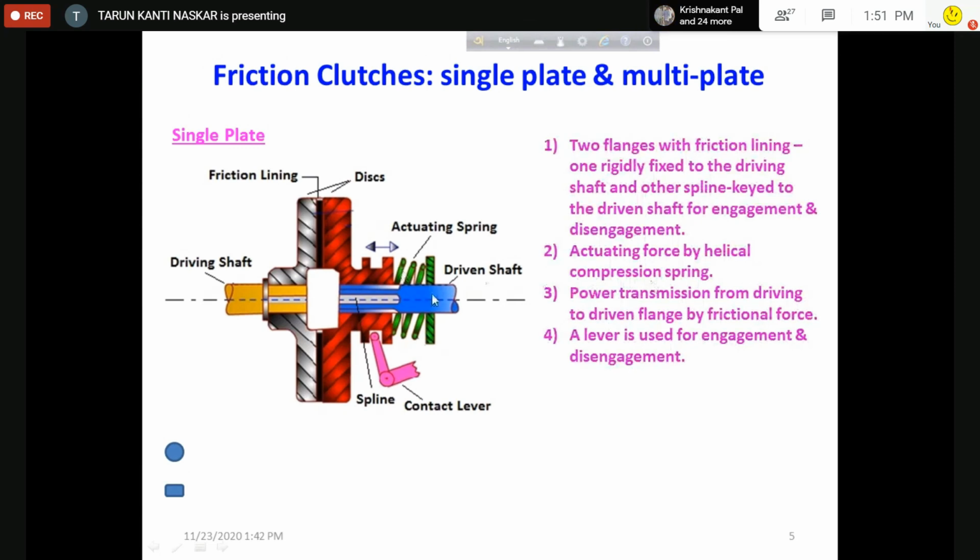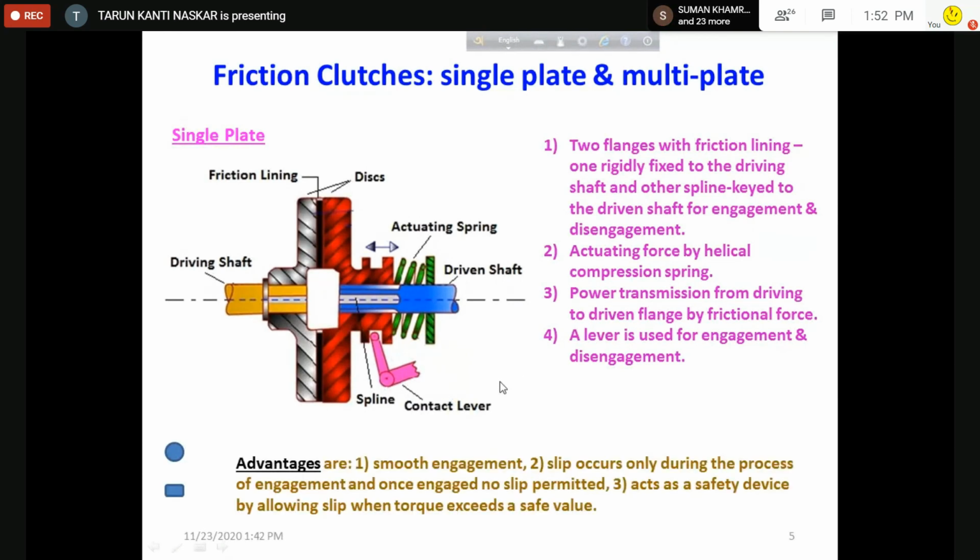The actuating force is given by a helical compression spring, and the spring design is not our interest here. Power transmission is done by friction, so by frictional force, power transmission is done, and a lever is attached. If any one of you has driven a car, you will see there is an arrangement for moving the clutch.